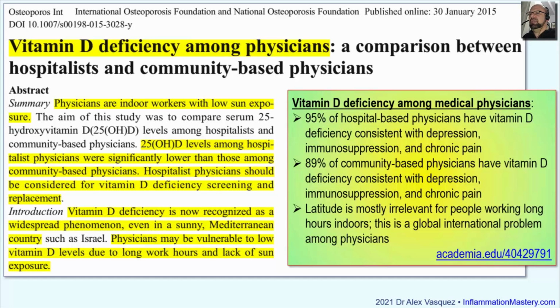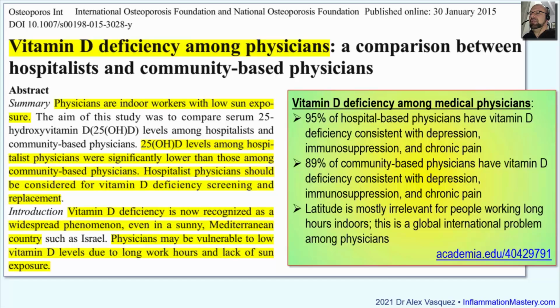95% of hospital-based physicians have vitamin D deficiency, consistent with depression, immunosuppression, and chronic pain, whereas 89% of free-range physicians outside of the hospital also have vitamin D deficiency. Not surprisingly, latitude is mostly irrelevant for people working long hours indoors.